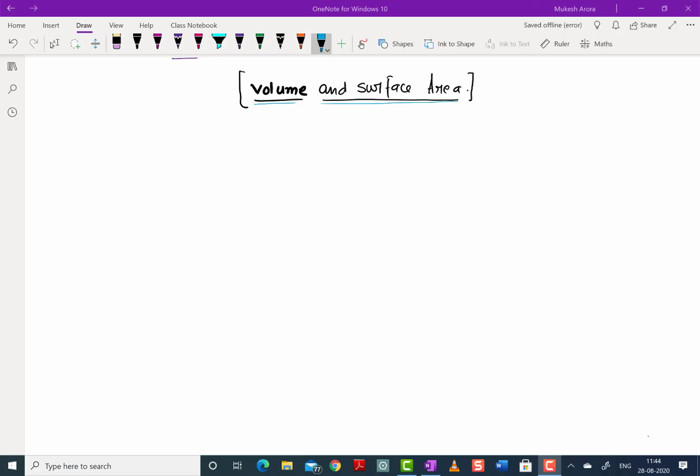Now we have to solve the sums related to the combination of solids. So far as the volume part is concerned, that is very easy. Like the first example is a metal container in the form of a cylinder surmounted by a hemisphere.